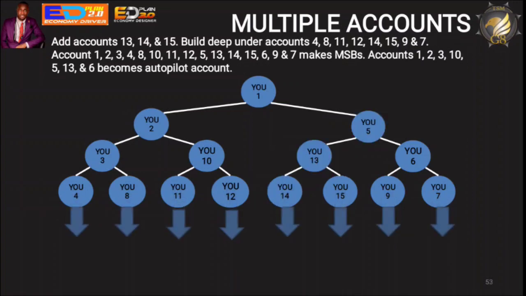And then you add account 13, 14, 15, you build under account 14 and 15, and then you build under account 4, 8, 11, and 9 and 7, and then you keep on increasing your autopilots.